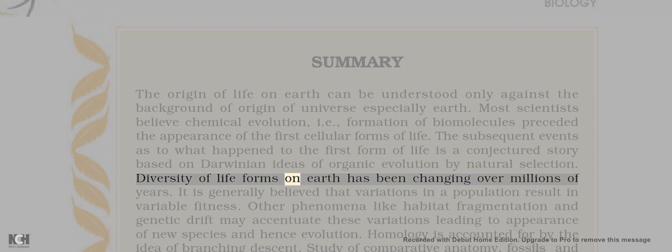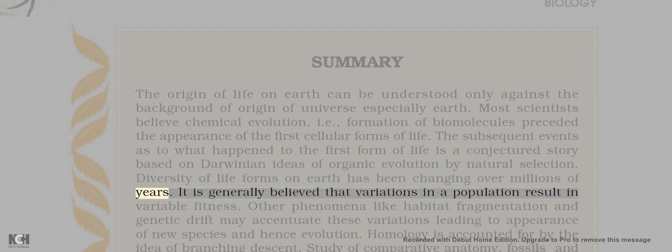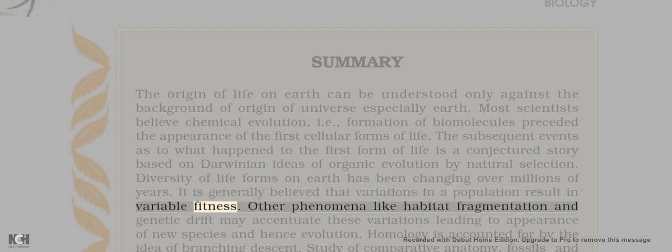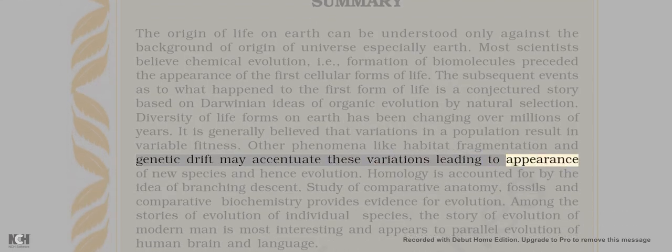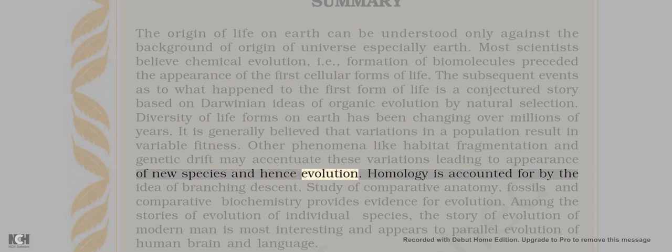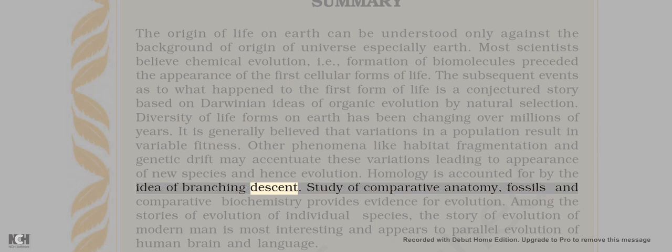Diversity of life forms on Earth has been changing over millions of years. It is generally believed that variations in a population result in variable fitness. Other phenomena like habitat fragmentation and genetic drift may accentuate these variations, leading to appearance of new species and hence evolution. Homology is accounted for by the idea of branching descent.